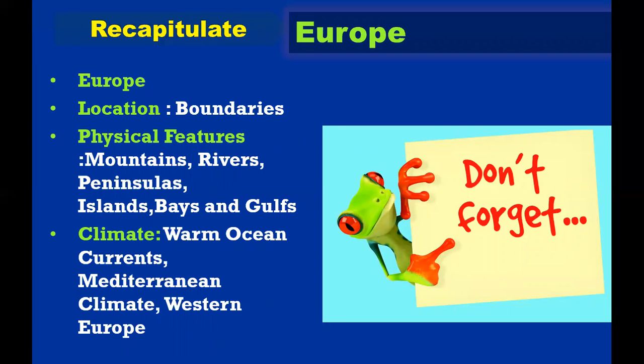So children, here we read about the location of Europe and its boundaries, the mountains, the plains, the plateaus, the peninsulas, and the different types of climates.